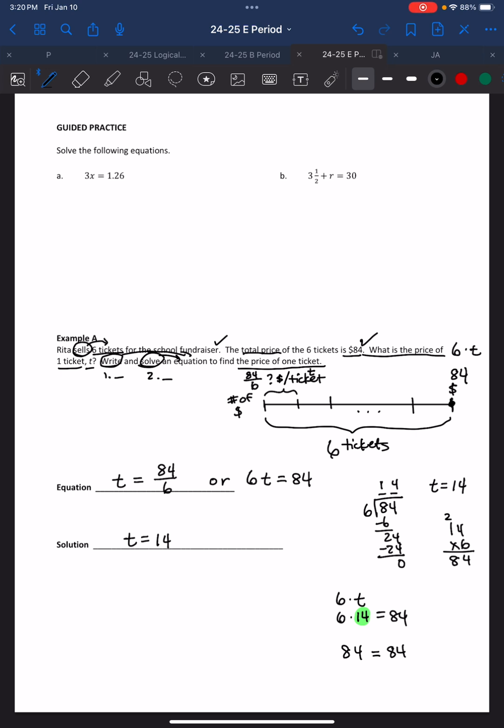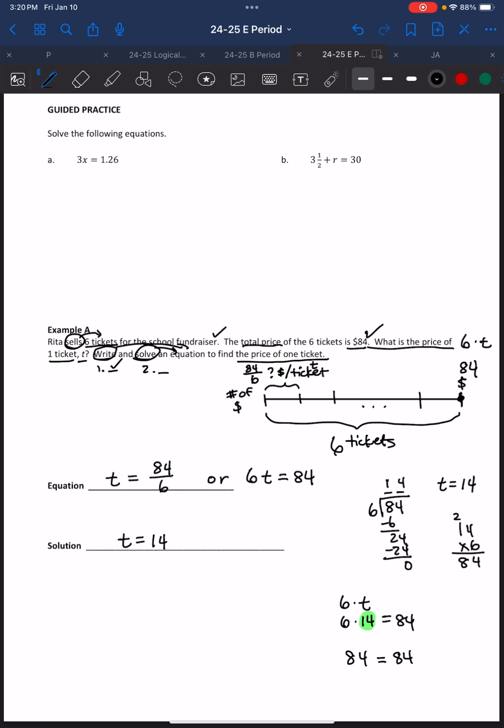So did I write an equation to find the price of one ticket T? Yes. And did I solve the equation? Yes, I did. So that is how you use your knowledge of expressions that are naming the same number to write an equation. They're both talking about the number of dollars per ticket. And both of these expressions are talking about the same number of dollars. So therefore, you would write them as equations and then find a value for T that makes the equation true. In both of these cases, T does indeed equal 14.